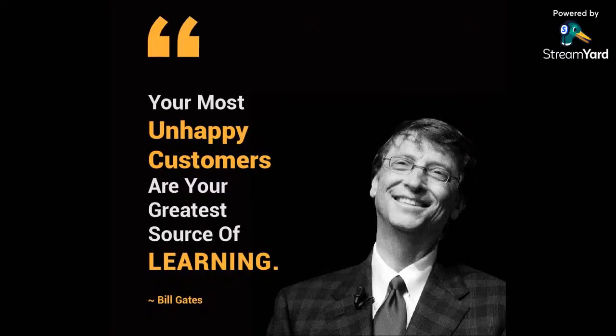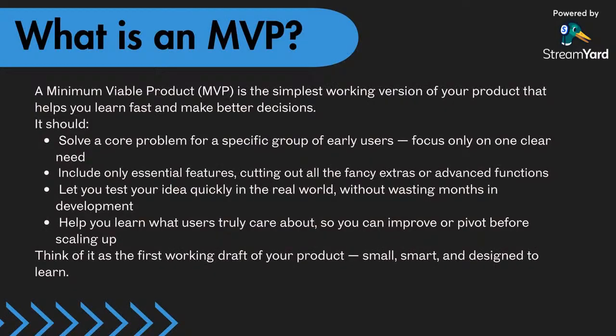It's our first real interaction with users through a working product, and it's built to learn, not to impress. So, what is an MVP? An MVP is the most basic functional version of a product that solves a core problem, contains only essential features, is used to quickly test the idea in the real world, and helps the team learn what users actually want before scaling.